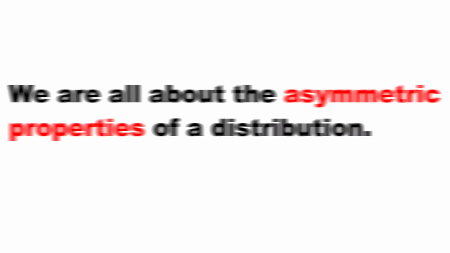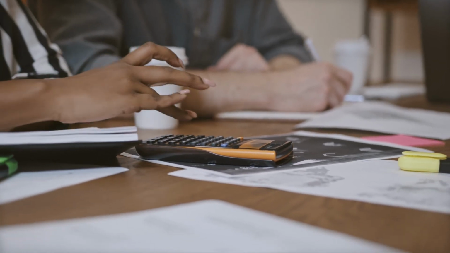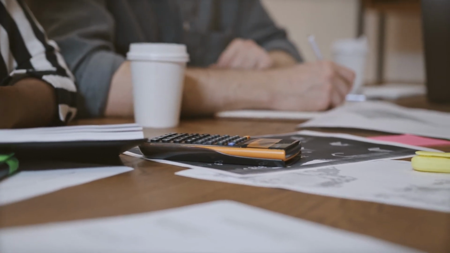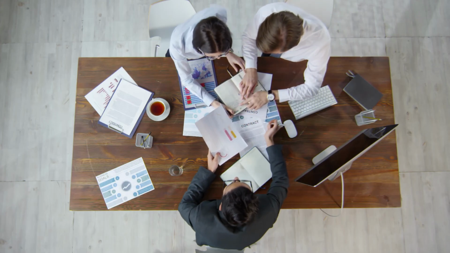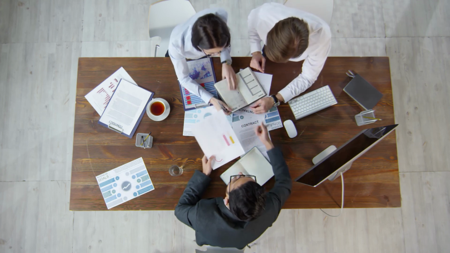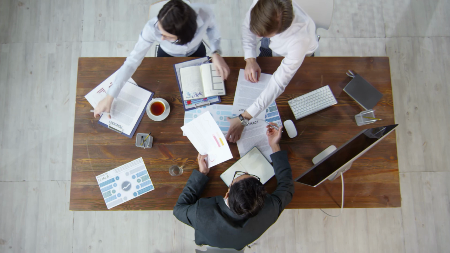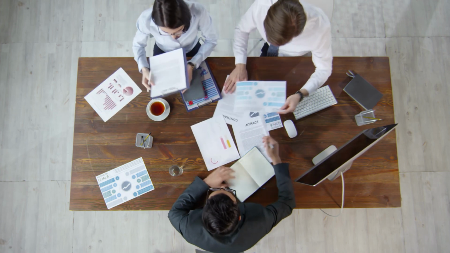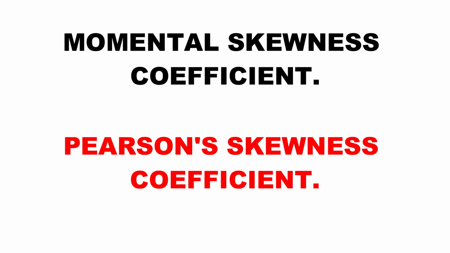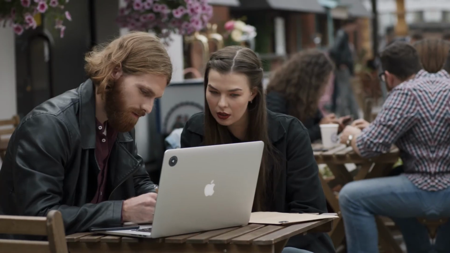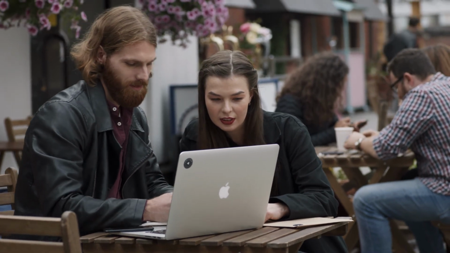Now, that being said, there are numbers that we can use to quantify the skewness of a distribution. That is, we can have a number that says, oh, this distribution is more skewed than that distribution, or that distribution is less skewed than that one. Or this distribution is more positively skewed or more negatively skewed compared to that distribution. And there are 2 such numbers. We have what we call the momental skewness, and the Pearson's skewness coefficient. These are the 2 numbers we use to quantify the skewness of a data set. They will be discussed in the next video about skewness.